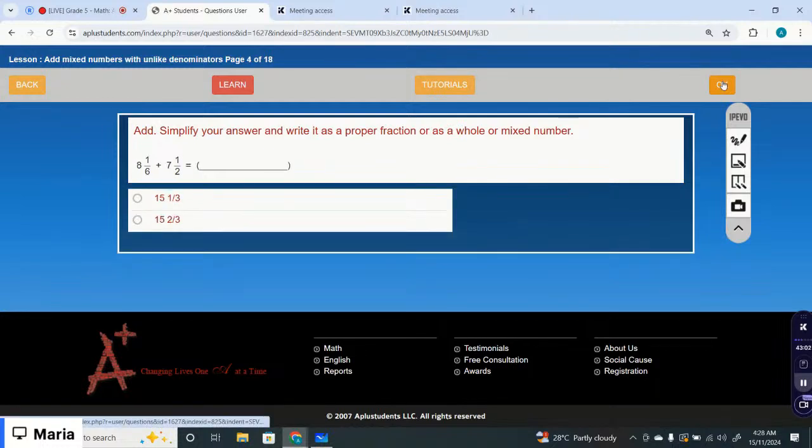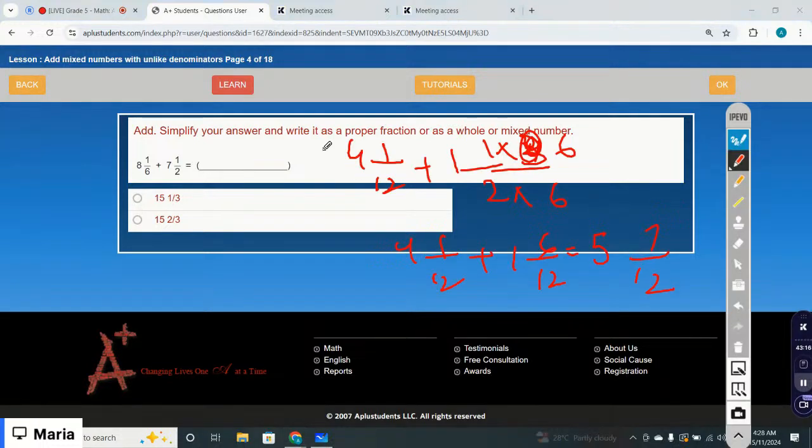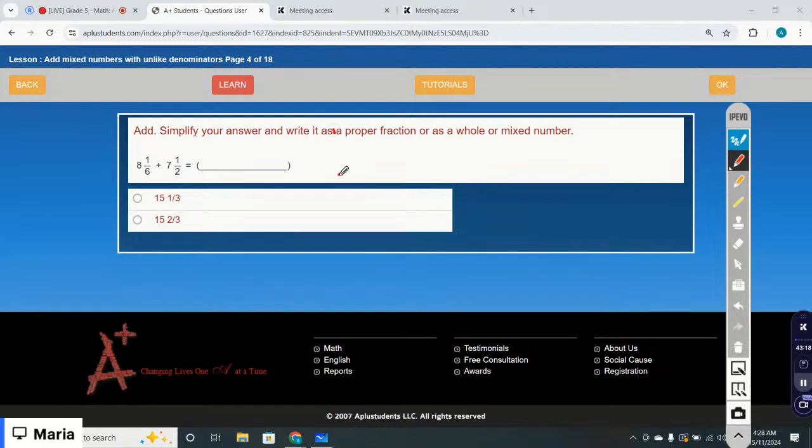Okay, the next one is 8 whole 1 over 6 plus 7 whole 1 over 2. So the first thing you have to do is make their denominators the same. 2 times 3 is 6, so multiply the fraction by 3. That is 8 whole 1 over 6 plus 7 whole 1 times 3 is 3, and 2 times 3 is 6. Add the whole numbers: 8 plus 7 is 15. 3 plus 1 makes 4 over 6.